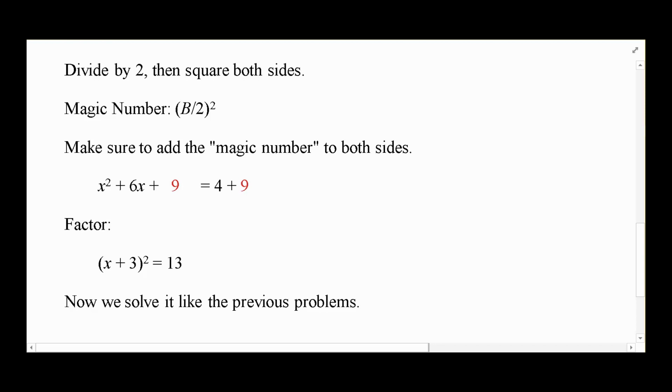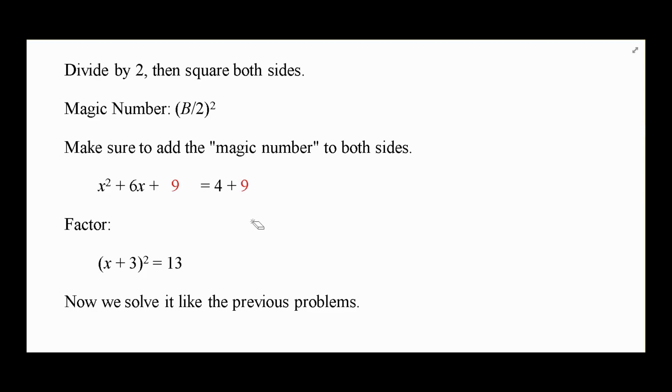We're going to say, in order to figure out what that magic number is that goes in the blank, take your middle coefficient, divide by 2, and then square it. In order to keep this legal, we're going to do the same thing to both sides. That magic number in this case is 9. We took 6 and divided by 2 to get 3, and then squared that to get 9.